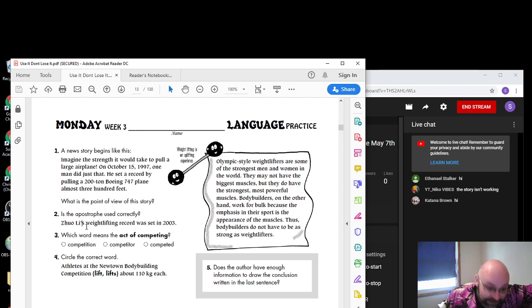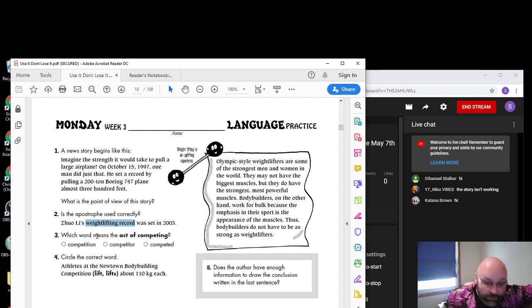So, Zhao Li's weightlifting record was set in 2003. They have the apostrophe after Li and before weightlifting. This would show that she owns the weightlifting record. In this case, they used that correctly. It would be the same thing as saying Nathaniel's pencil. You'd put the apostrophe at the end of Nathaniel's name to show that he owns the pencil. So far you should have third person, and you should have yes for your answer, or you could write correct, whichever.